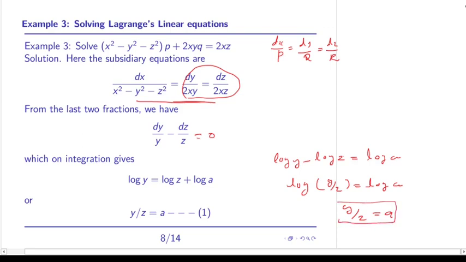So we got one solution. Now you check for some other solution.